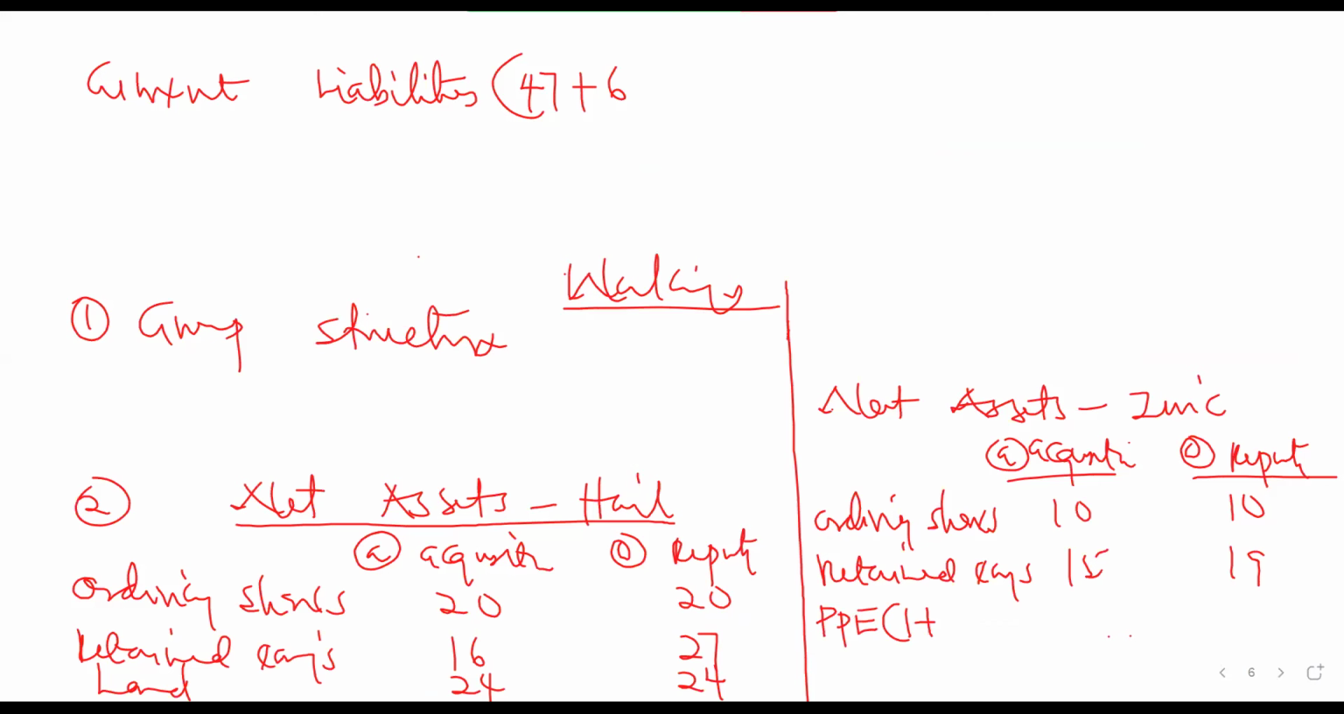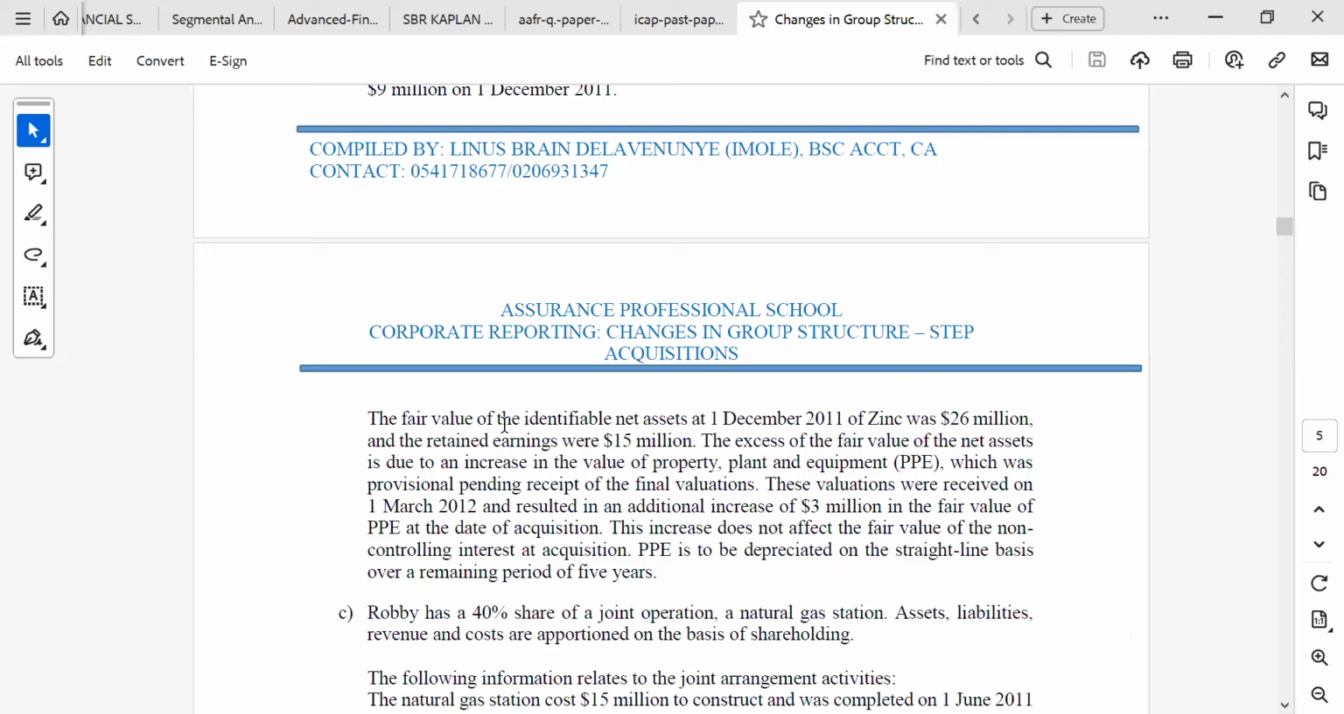But our final valuation has been received. These valuations were received on 1st March 2012 and resulted in an additional increase of 3 million in the fair value. If the final valuation is received before the reporting period, that should be treated as part of the value at acquisition. But if it is received after the measurement period, then that will not be an issue. You don't have to make an adjustment to your goodwill again.